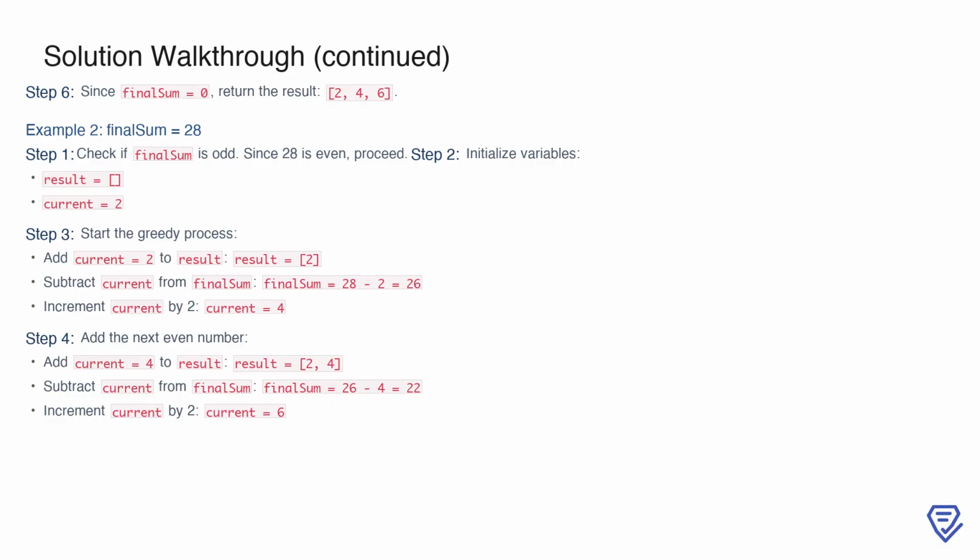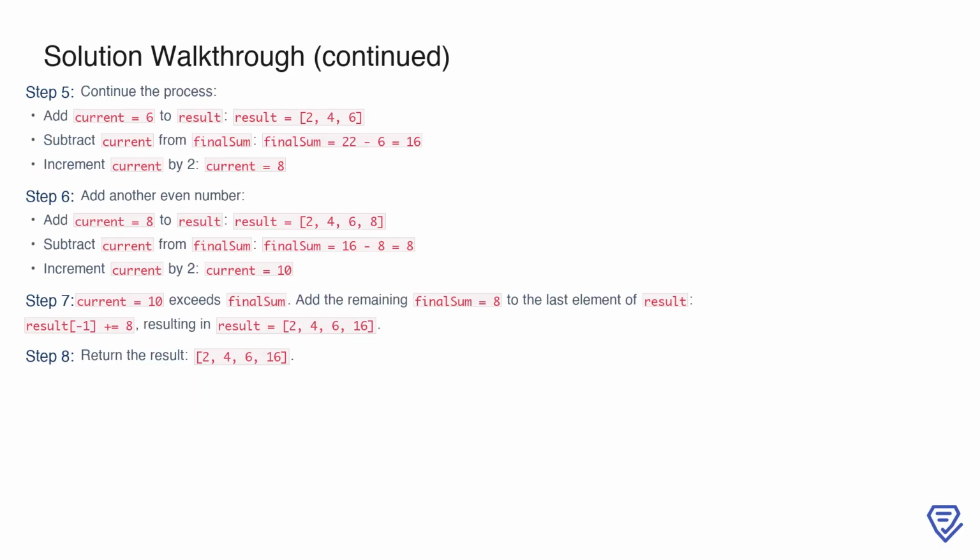We initialize result as an empty list and current as 2. Following the greedy approach, we add 2 to result, making it 2. We then subtract 2 from final sum, reducing it to 26, and increment current to 4. Next, we add 4 to result, so it becomes 2, 4. After subtracting 4 from final sum, it becomes 22, and we increment current to 6. We continue the greedy process by adding 6 to result, which now becomes 2, 4, 6.